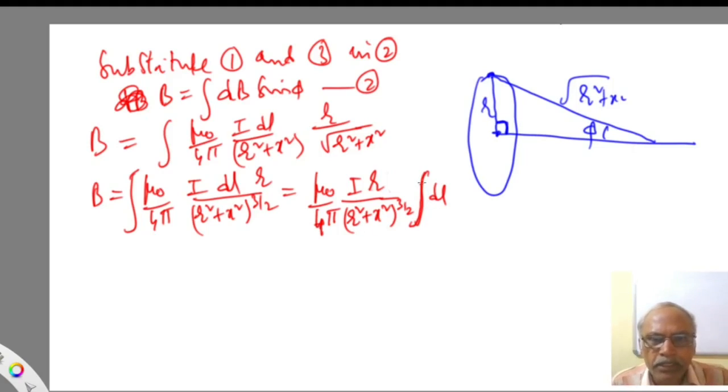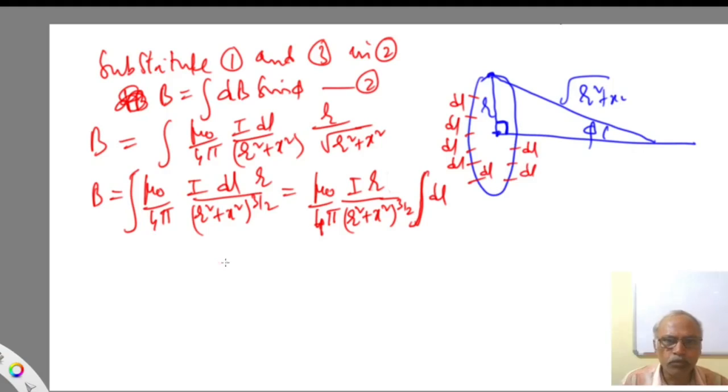Integration of dl is 2 pi r. If you add all the dls, you get the total length of this loop. So you will get mu naught by 4 pi, I r by r square plus x square power 3 by 2, times the integration of dl, which is 2 pi r.